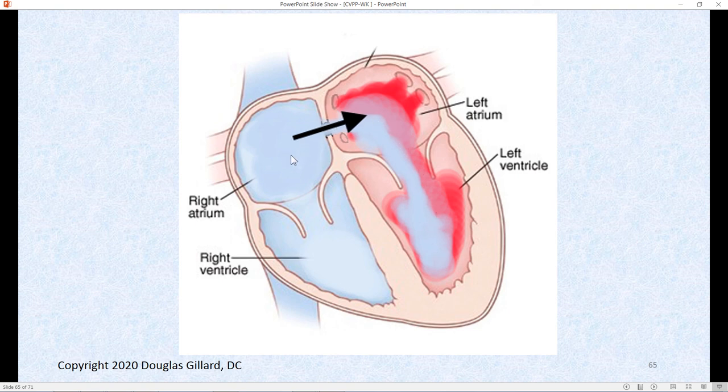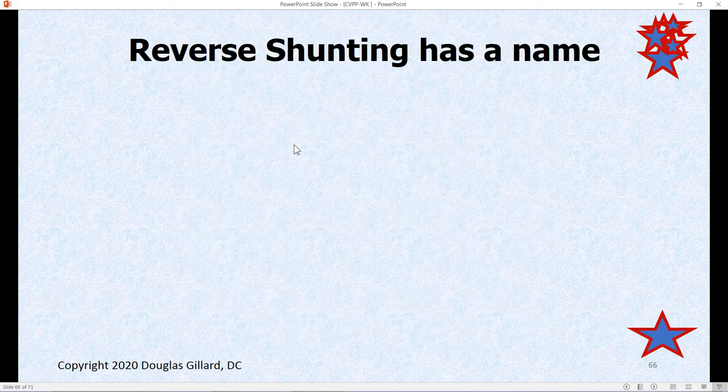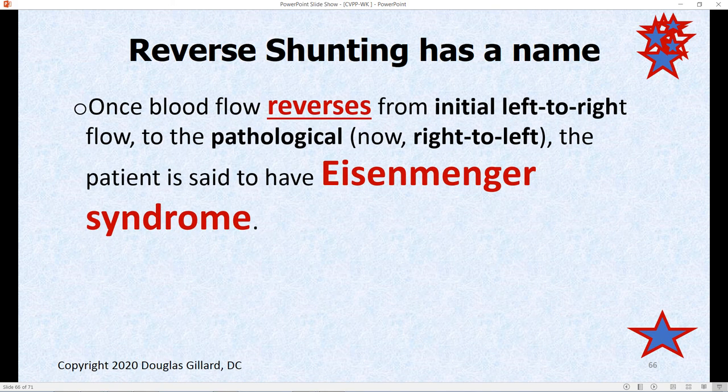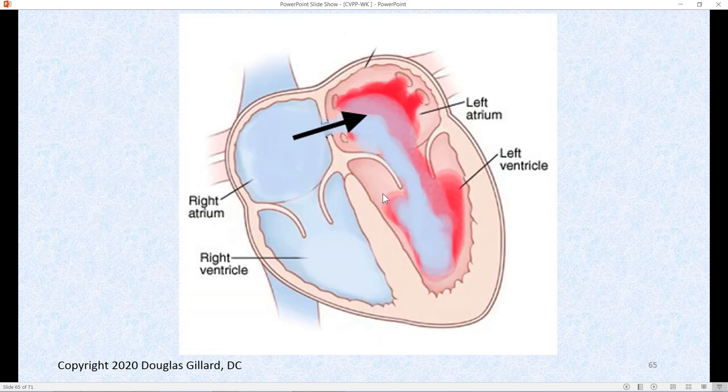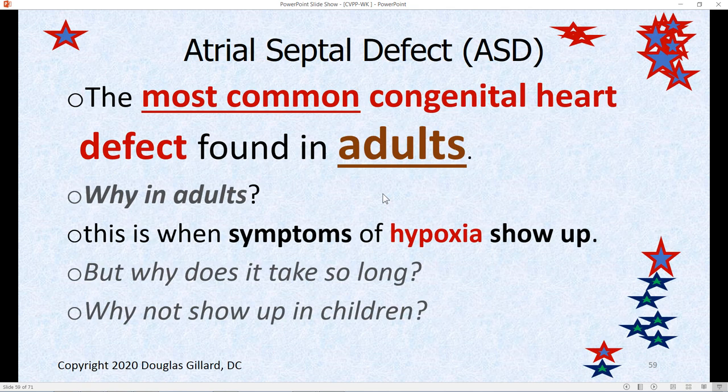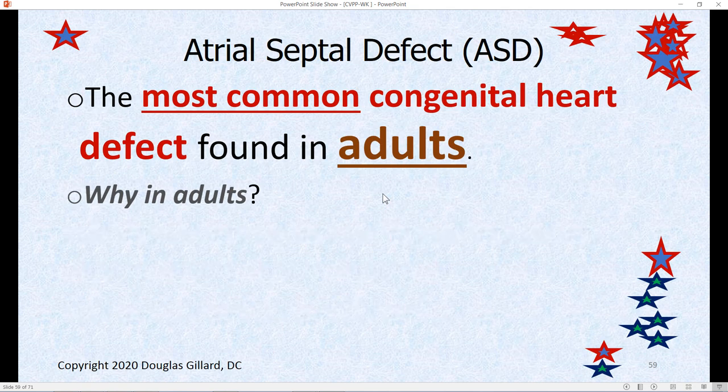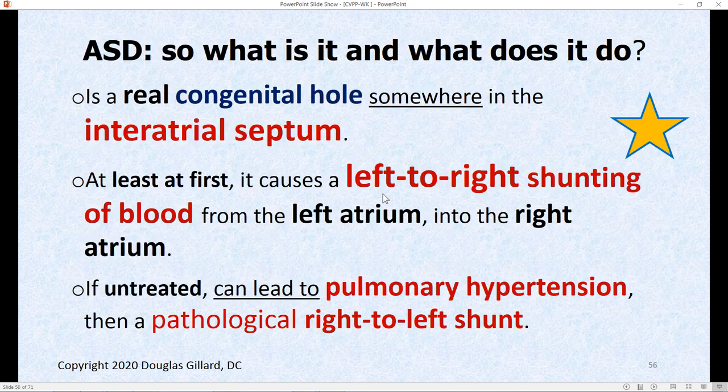I gotta fix these slides. Did these late last night. So this reverse shunting phenomenon has a name, and that is called Eisenmenger syndrome, as we said. Let me go hit some of those fun facts, though. Where were those?